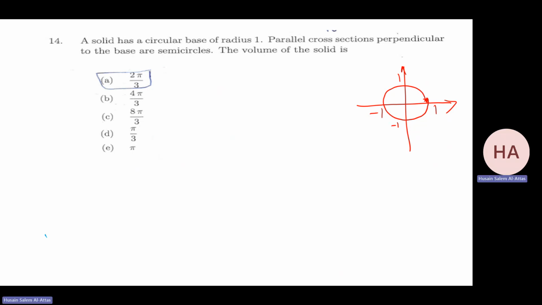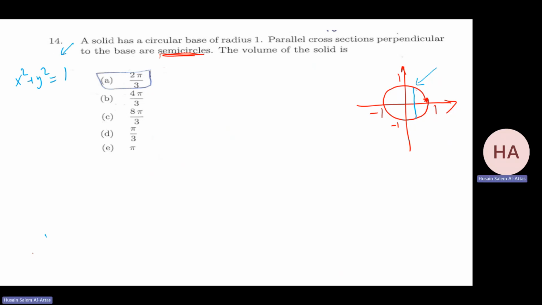The cross-sections perpendicular to the base are circles. Perpendicular to the base. So this is perpendicular to the base. Okay. So this one, the upper one, what will be the equation? The equation will be x squared plus y squared is equal to 1.